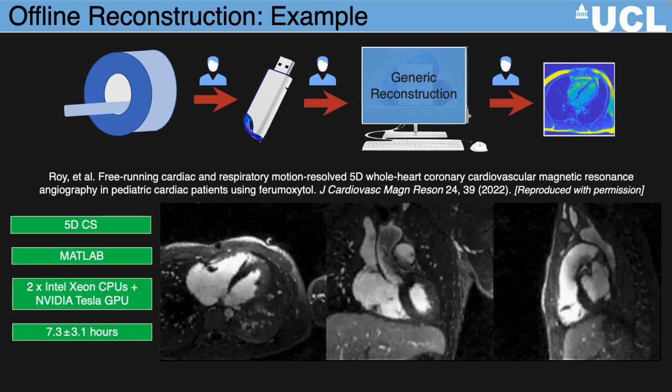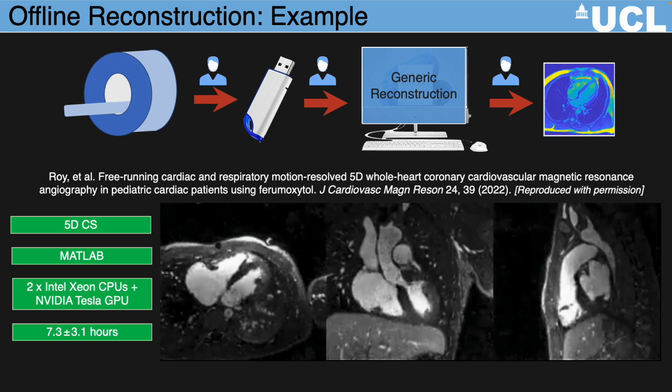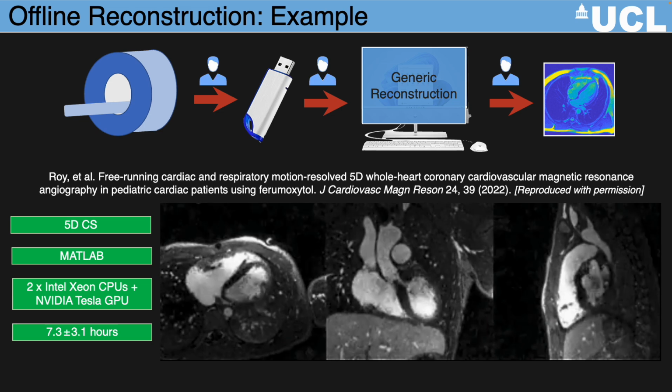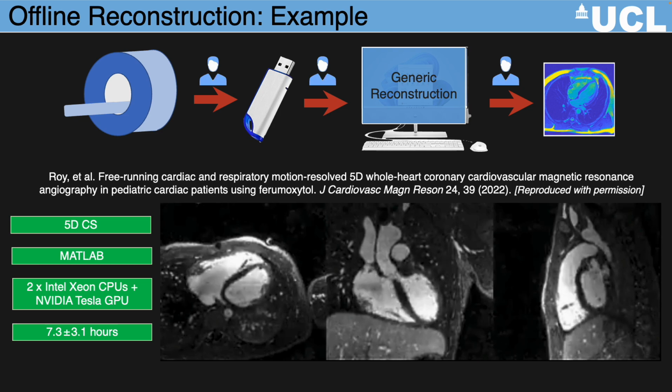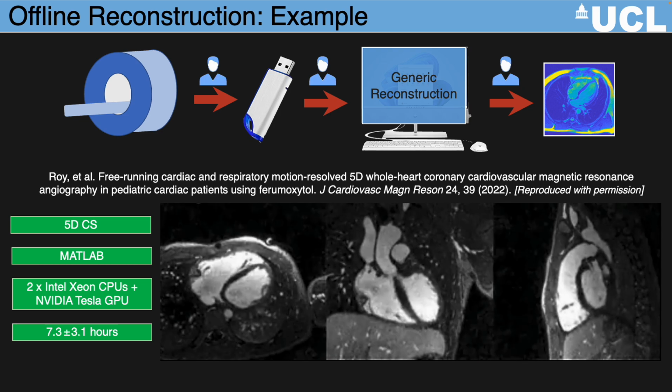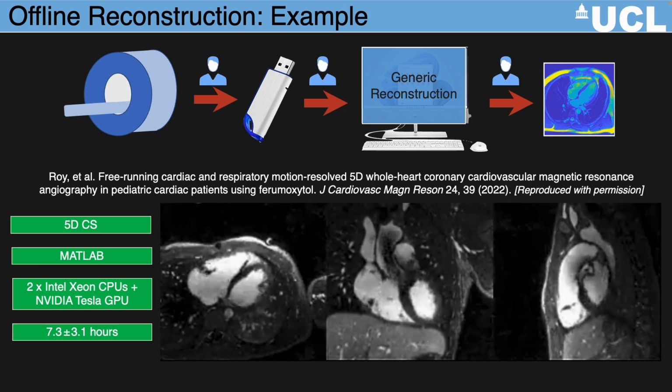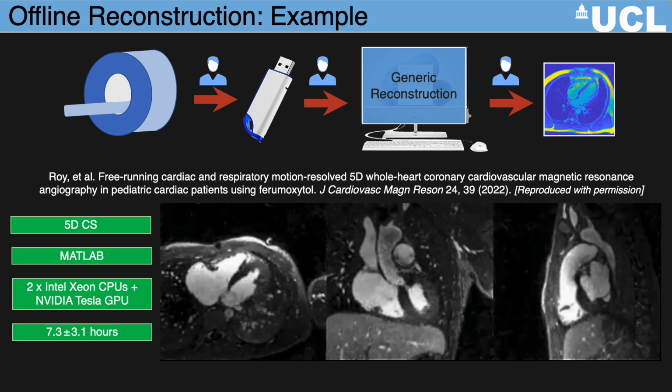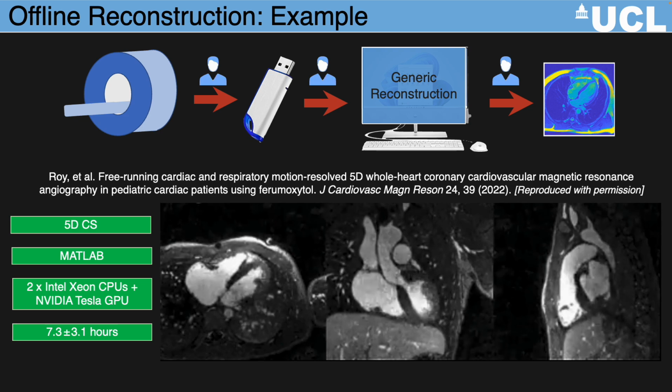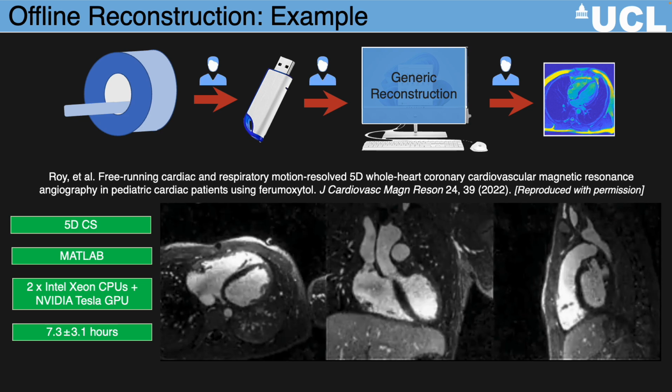However, this recent study shows one example where offline reconstruction is used. In this study, continuously acquired 3D golden angle radial data was used to create motion-resolved 5D whole heart MRI images. Self-navigated cardiac and respiratory signals were calculated from the data itself, and the data was binned into 13 to 24 cardiac phases and 4 respiratory bins.